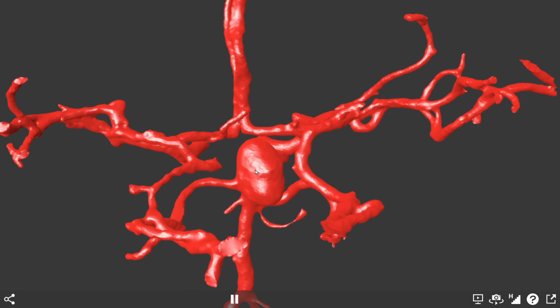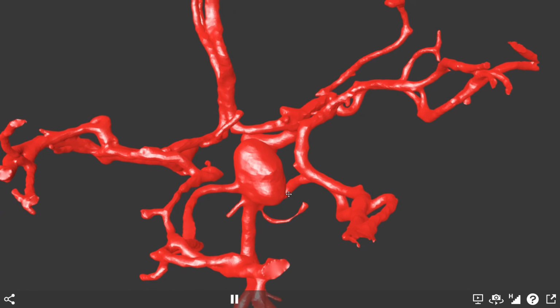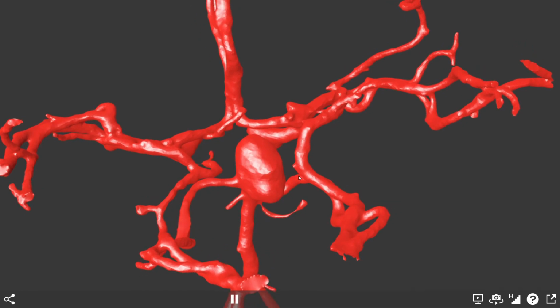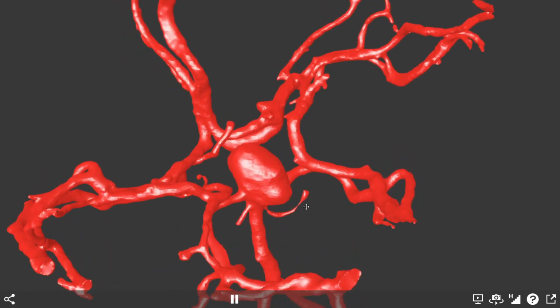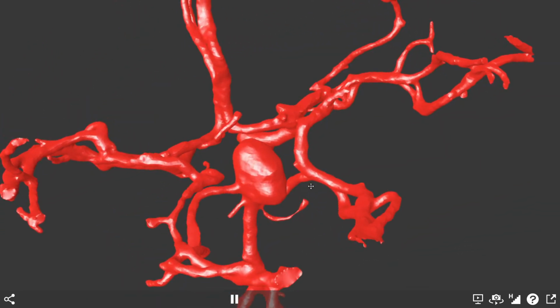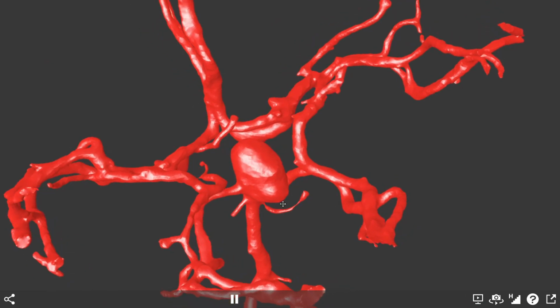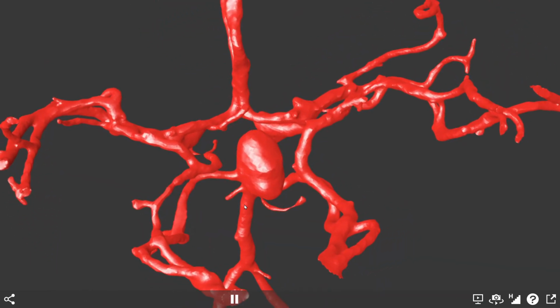A second concerning feature of this aneurysm is the fact that we have relatively poor collateral supply coming from the anterior circulation via the posterior communicating arteries. So here is the left and right posterior cerebral, and we would normally expect to see the posterior communicating arteries running anteriorly from these, but we don't see them in this case. There are very poorly developed, possibly even absent posterior communicating arteries.